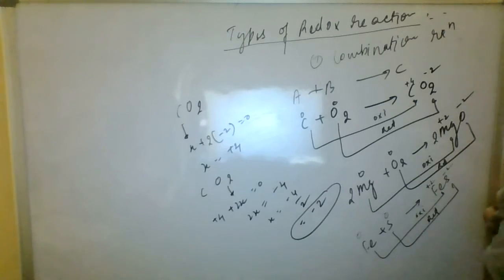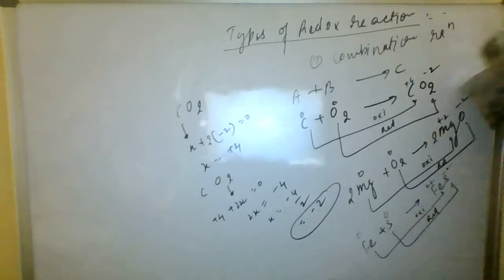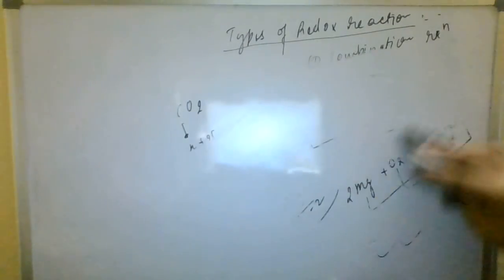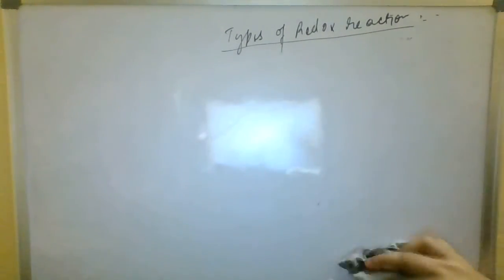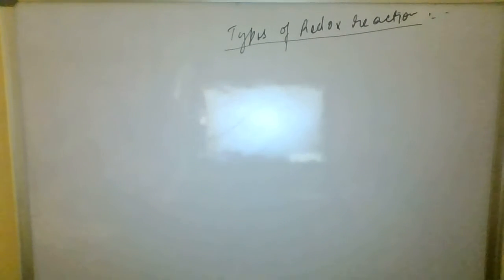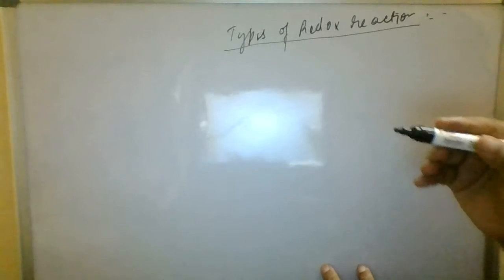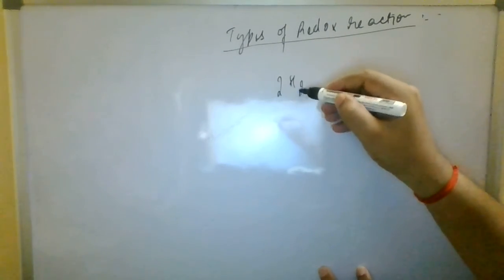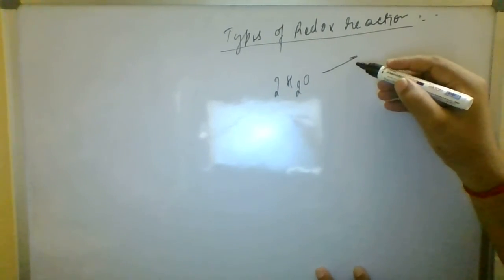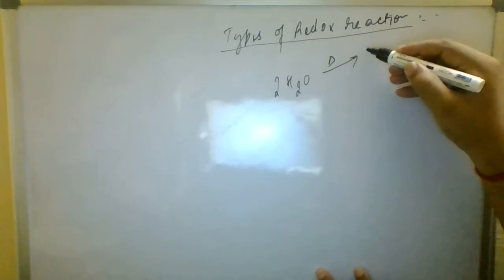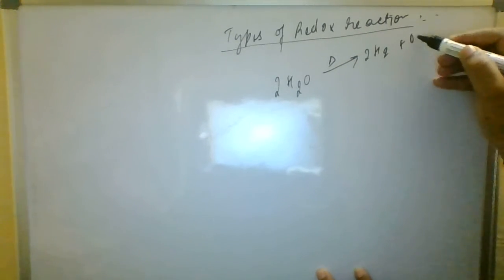Now let us move to the other type of example, the decomposition reaction. In a decomposition reaction, one compound is broken down into two or more. Suppose we are taking two water molecules, and if you heat this, it will give 2H2 plus O2.